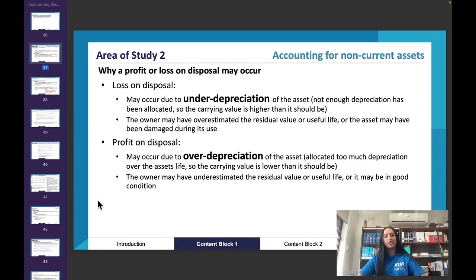So, when a loss or a profit occurs, it means that the carrying value of the business is wrong. And because the carrying value is wrong, it means that depreciation has been calculated incorrectly. And so under depreciation happens for a number of reasons. So you have to remember when you were learning about depreciation, depreciation is calculated purely based on estimates and estimations. So we estimate the residual value, we estimate the useful life.